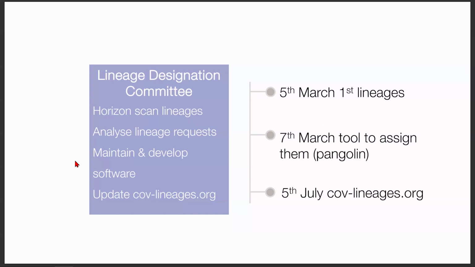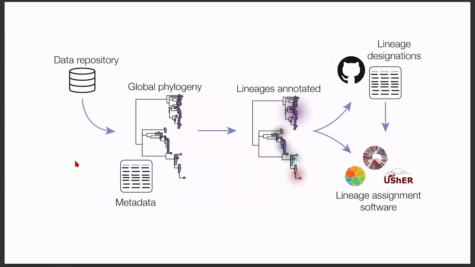So the sort of ecosystem around lineage designation: like I said, on the 5th of March, the first lineages were posted online. On the 7th of March, the initial commits to Pangolin, which was the first lineage assignment tool, were up, and lineages.org existed. So we had a sort of series of tools that were able to provide this information to people.